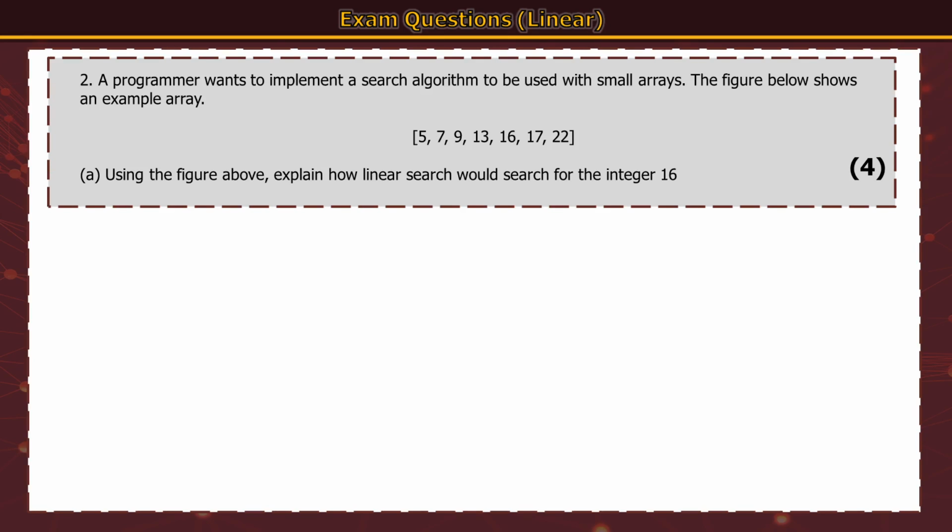Moving forward, a programmer wants to implement a searching algorithm to be used with a small array. The figure below shows an example array, 5, 7, 9, 13, 16, 17 and 22. Using the figure above, explain how a linear search would search for the integer 16. So this is a 4 mark question, and what you're going to be expected to do is write down each step that it would go through in a linear search to find the answer.